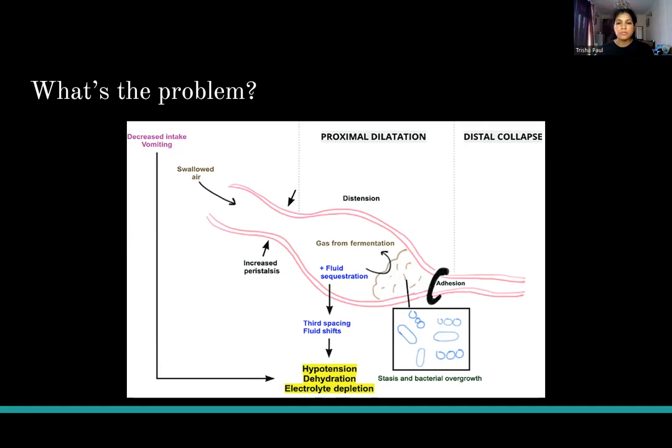A further buildup of fluid in the bowel causes increasing bowel wall permeability, so that results in third spacing of fluid. The third spacing of fluid combined with the vomiting and poor oral intake results in hypotension, dehydration, and electrolyte depletion. Also, the buildup of partially digested fluid and stasis of the bowel contents is a perfect environment for bacterial growth. And this bacteria can also enter the bloodstream and cause sepsis.